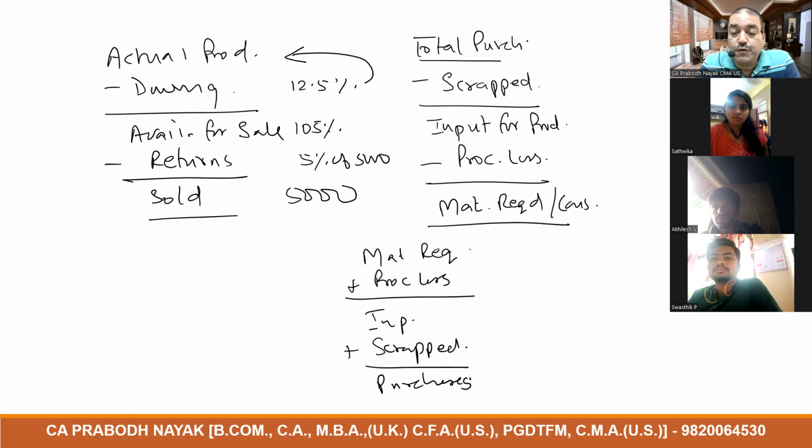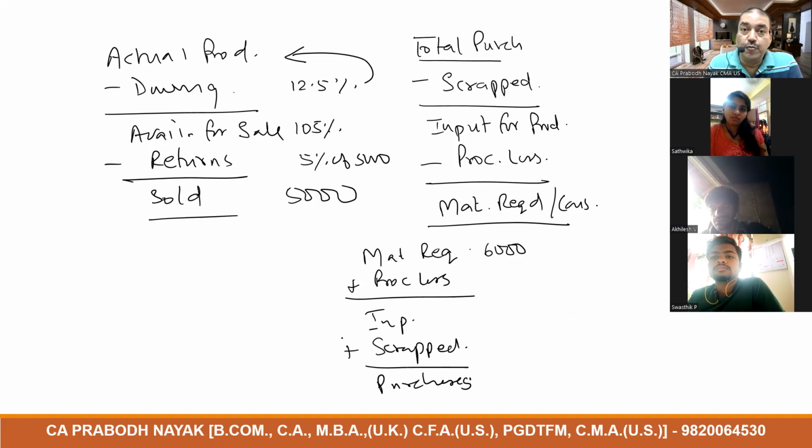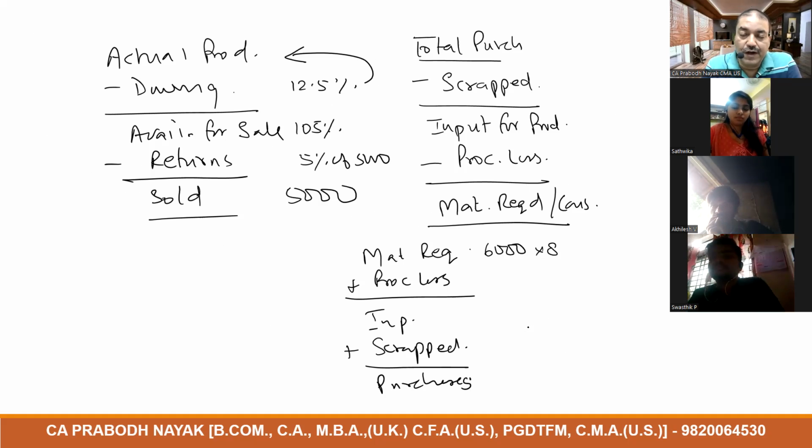Before implementation, how much was the production? 6,000 units. Output was 6,000. I've just calculated that. This is the output now. For per unit of output, how much raw material is required before implementation? 8 units. So 6,000 into 8 is the actual material required. Then I will calculate process loss, the scrap and so on and so forth. I suppose you have understood the calculations here. That is more important.